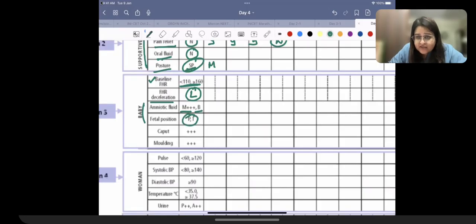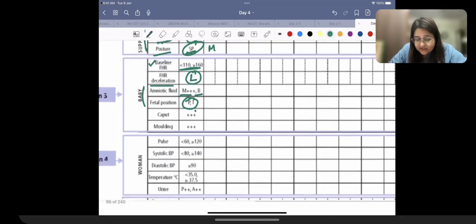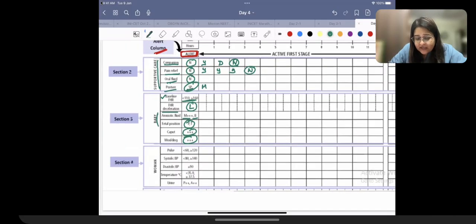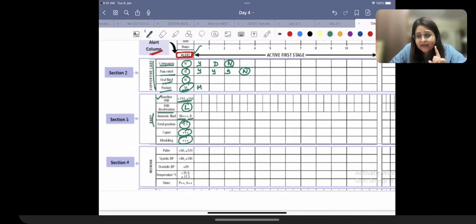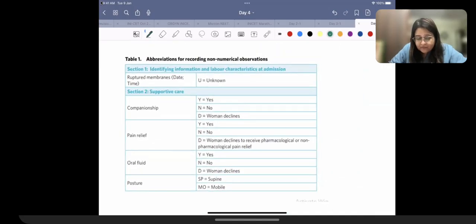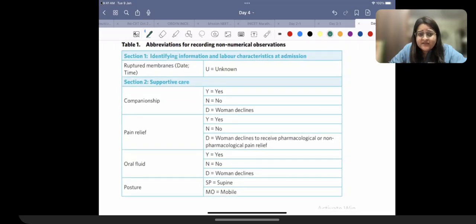Occipito-posterior, occipito-transverse are alert signs. 3+ caput, 3+ molding are alert signs. Okay, so this alert column was not there earlier. It is something which is new. So this is there in the main notes if you want to understand. It's never been asked, but I thought it's something which all of you should know.